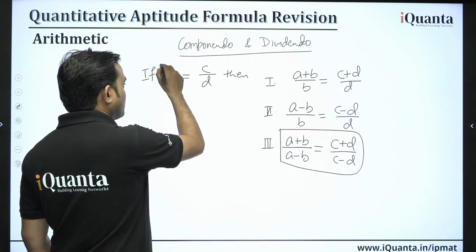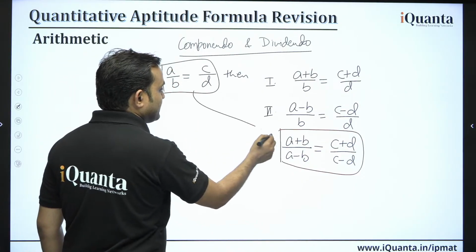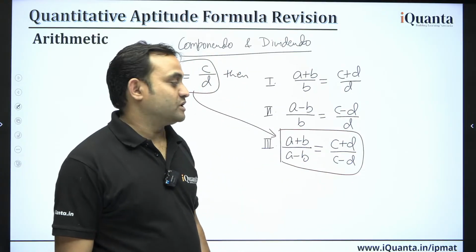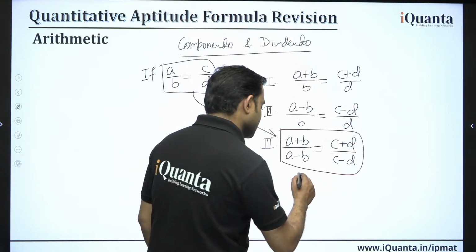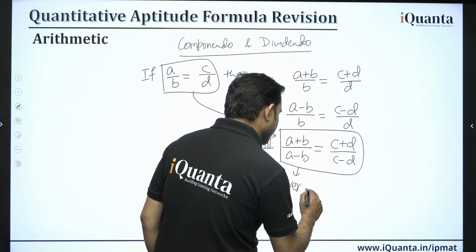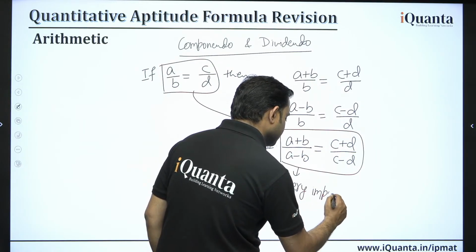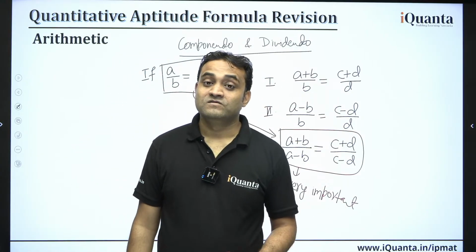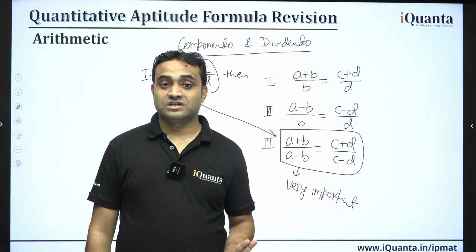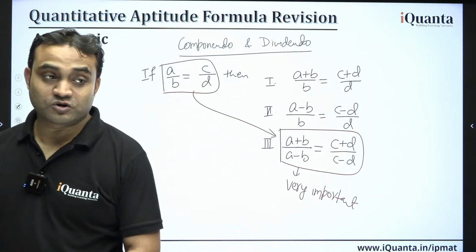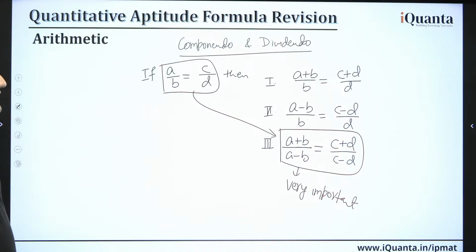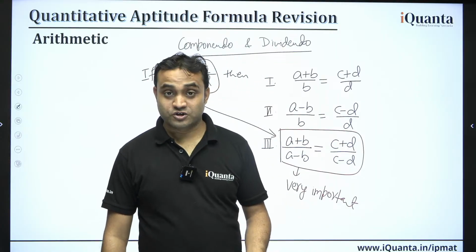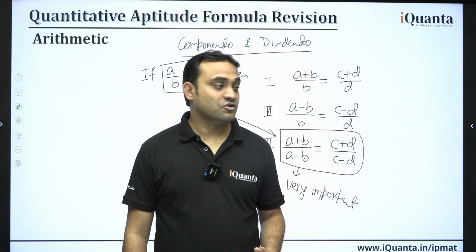And this is the most important part: if A by B is equal to C by D, then we can say that A plus B upon A minus B will be equal to C plus D upon C minus D. And this is very important. You should remember this. And you should solve a few questions on this concept to understand how to use it, okay? This concept could be used in multiple ways, and it will simplify your solution very easily, okay?